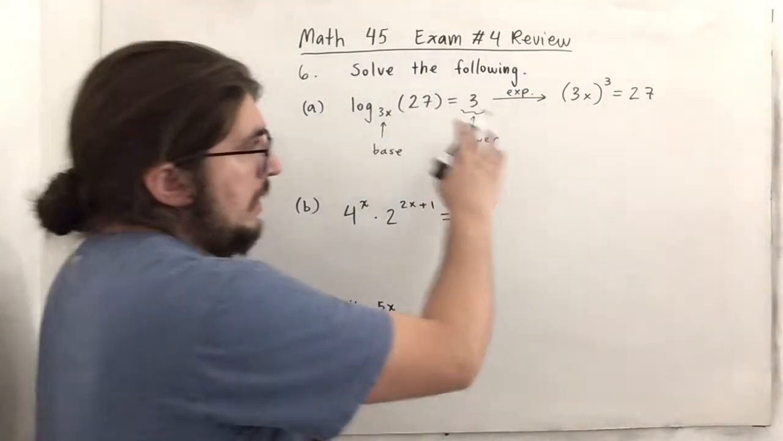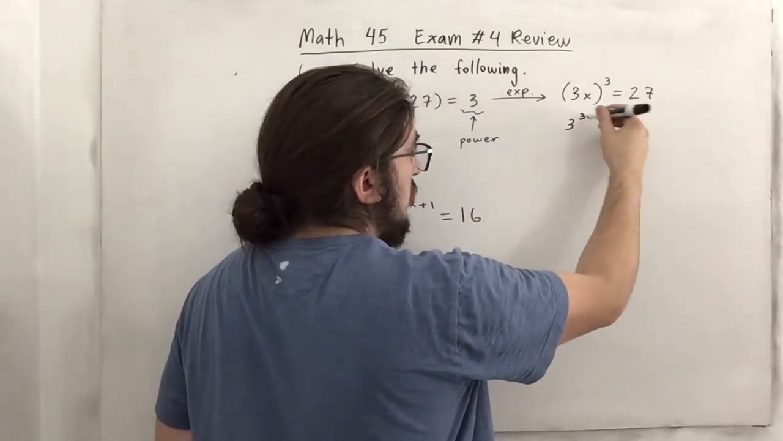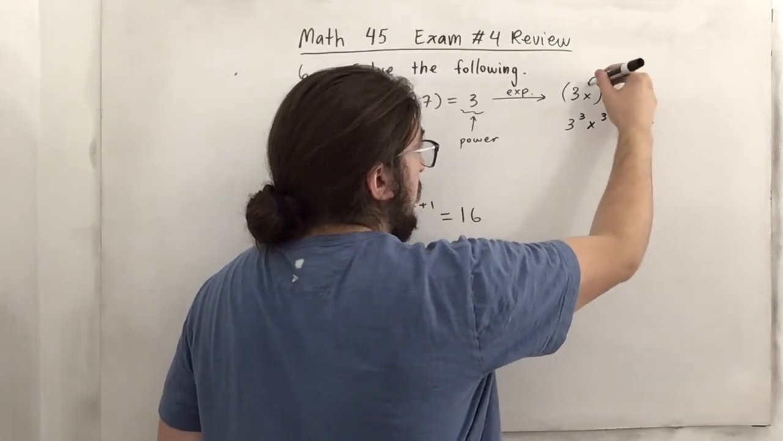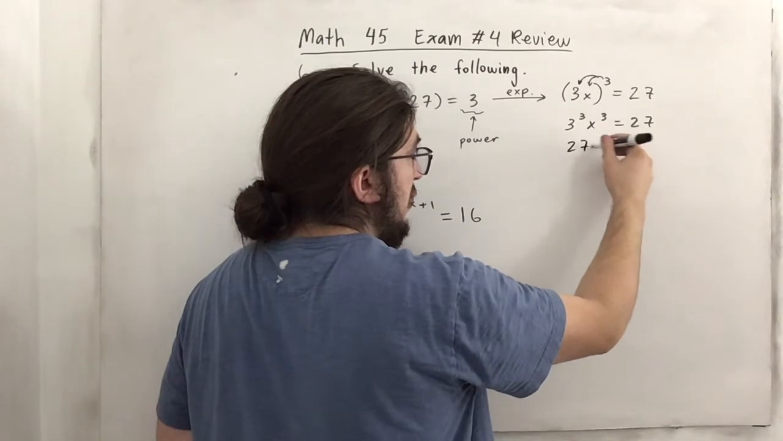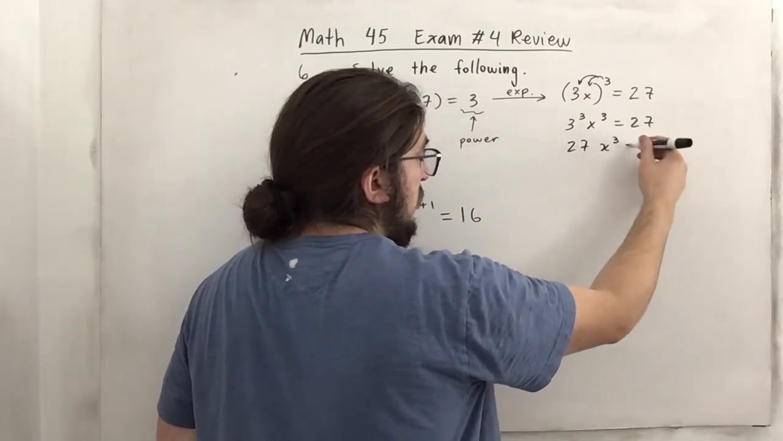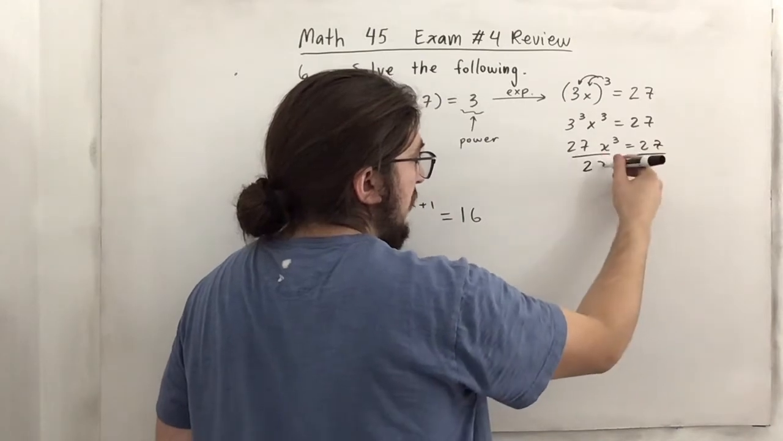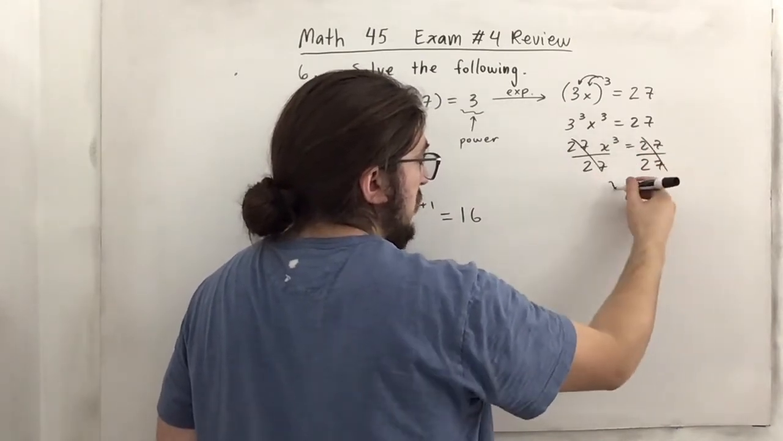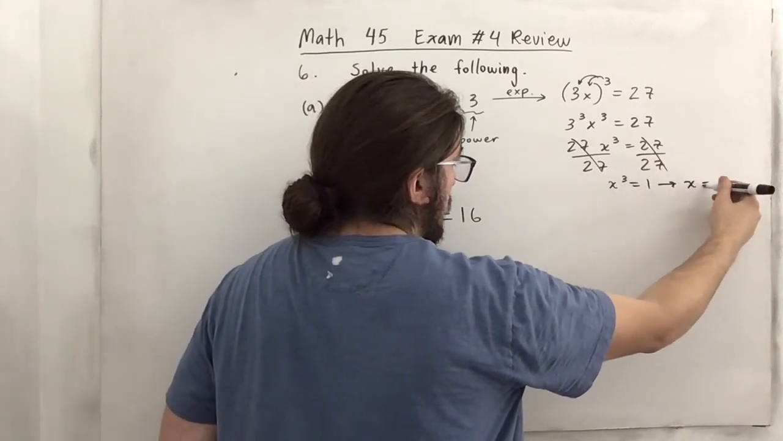Okay, and now we can actually use some properties here and cube this, and we end up getting 3 cubed times x cubed is equal to 27, by distributing this power to each of these parts of the product. 3 cubed is of course 27, so we get 27x cubed is equal to 27, but of course if you divide both sides by 27 you get x cubed is equal to 1, they both cancel out. And then taking the cube root of both sides we get x is also equal to 1.